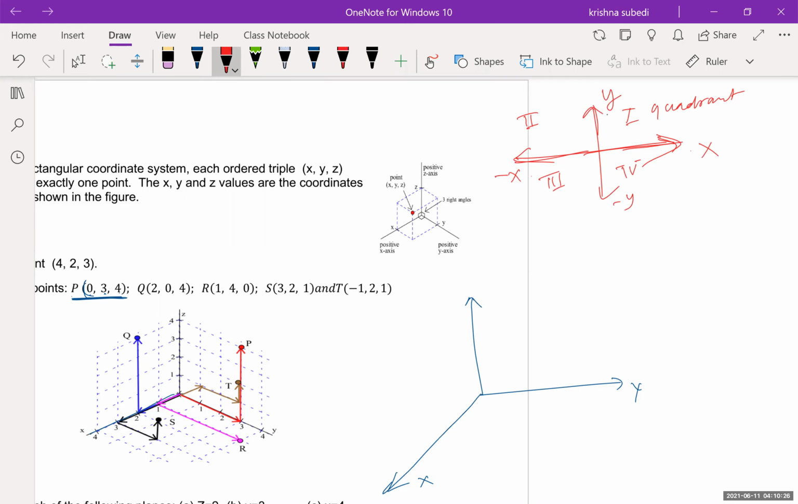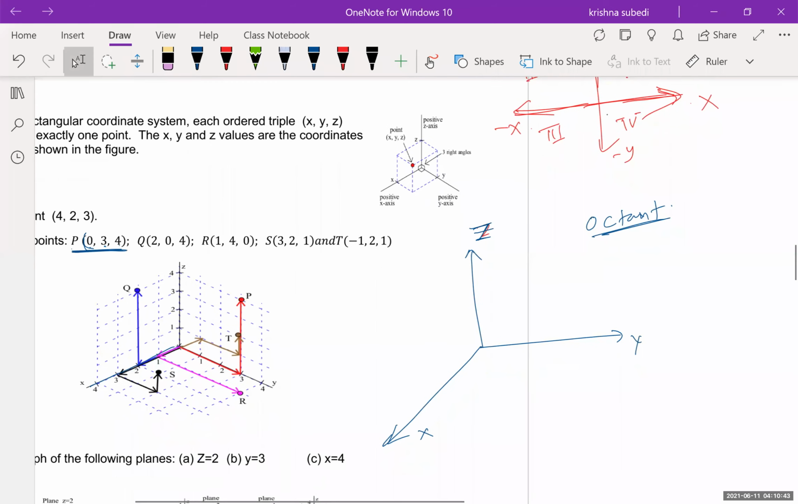In the same manner, in 3 dimensions, you will have octants, 8 of those parts. 8 of those parts. So that's why it is called an octant. And X is positive on this side and X is negative on this side. So this side, negative X. Y is positive on that side, Y is negative on this side. So this is negative Y. And Z is positive above, and Z is negative below. Just keep that in mind.